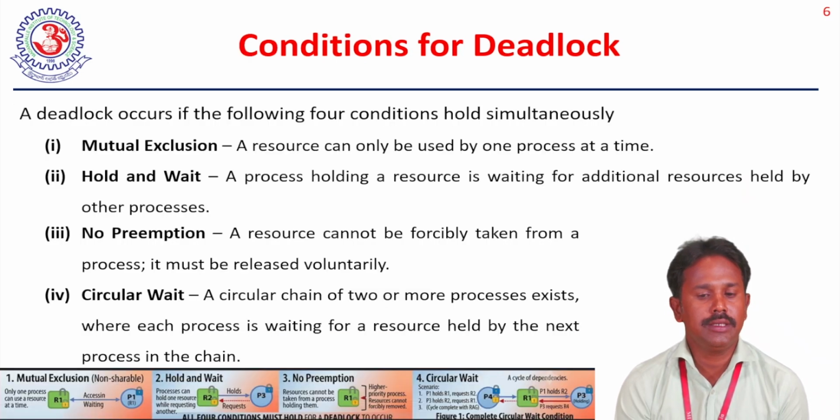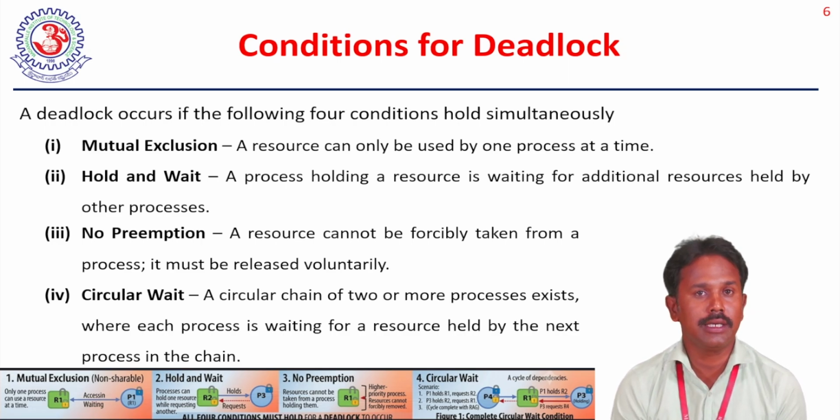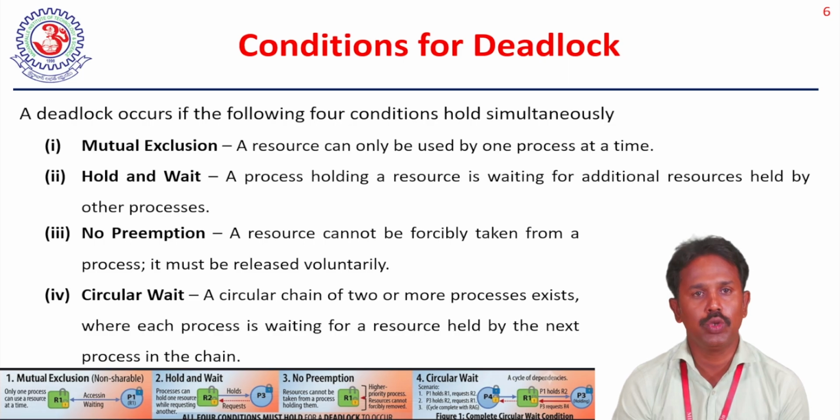Next, coming to conditions for deadlock, or Coffman conditions. Deadlock occurs if the following four conditions hold simultaneously. The first one is mutual exclusion, the second one is hold and wait, the third one is no preemption, and the fourth one is circular wait.